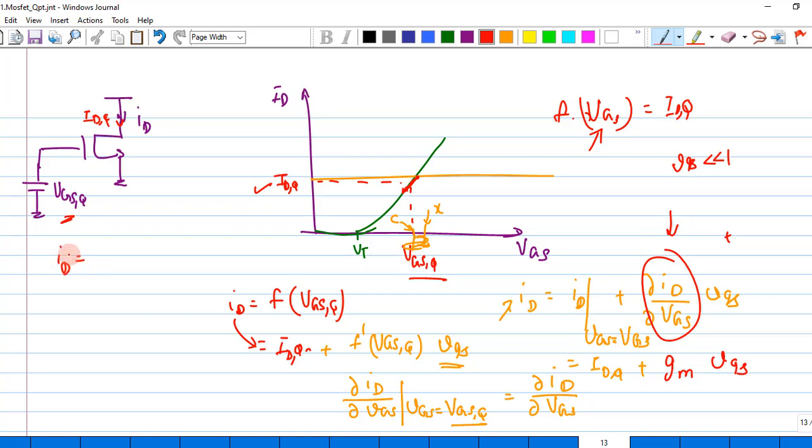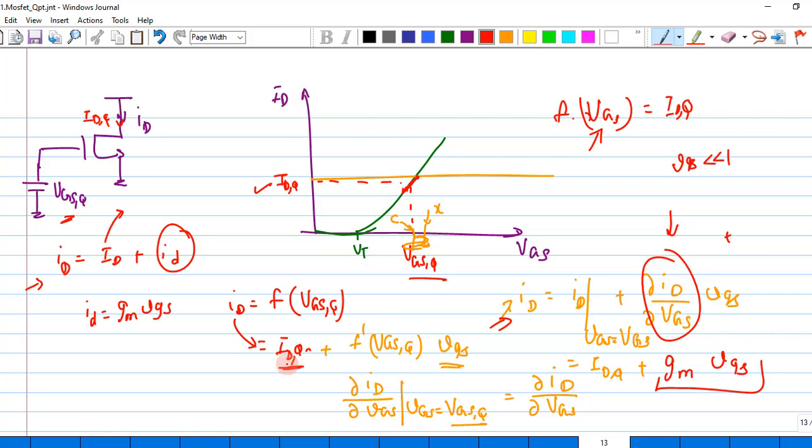Now I will come back to the same thing. This term is nothing but my composite signal. I can write this composite signal as a summation of two terms: one is the DC current, the other is the small signal current. And what is this small signal current? What is the relation between this quantity and this quantity? The small ID is nothing but GM VGS. How will I expand this term? This ID is also a function of VGS, right? So how will I write that function?